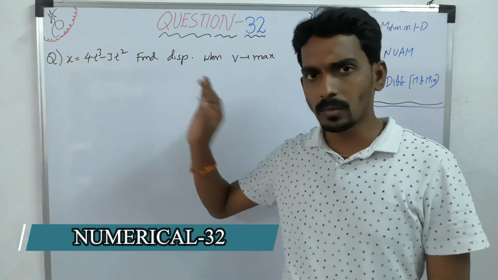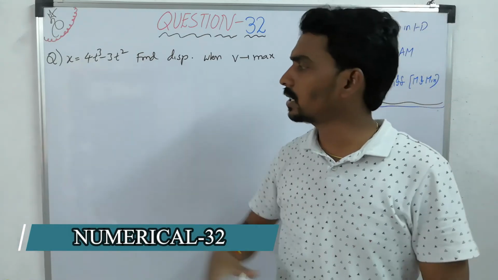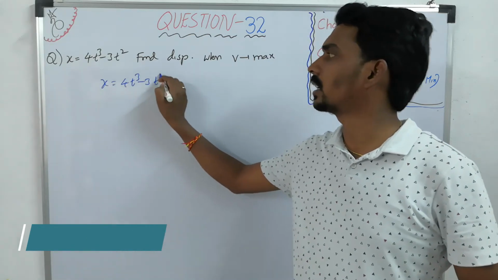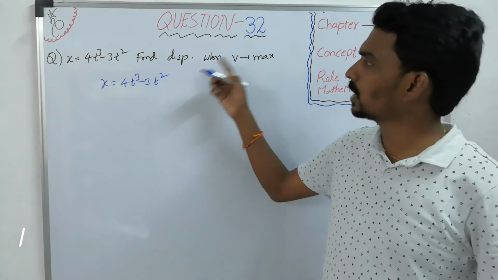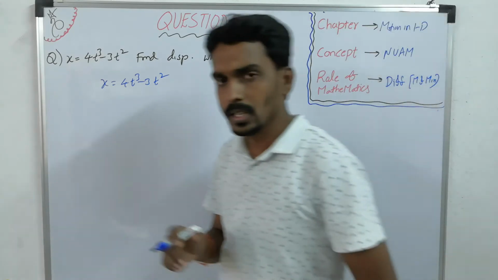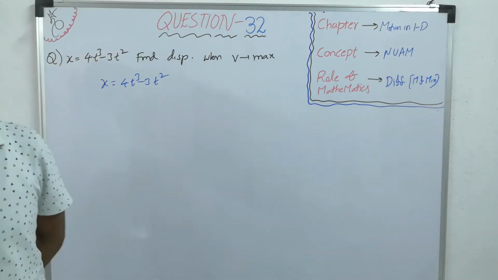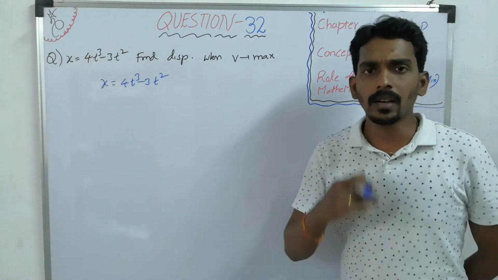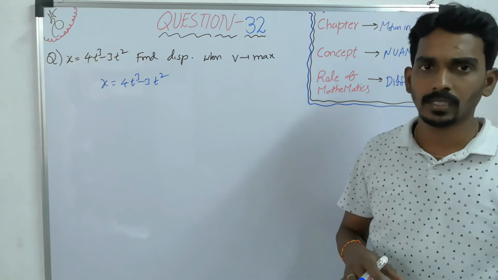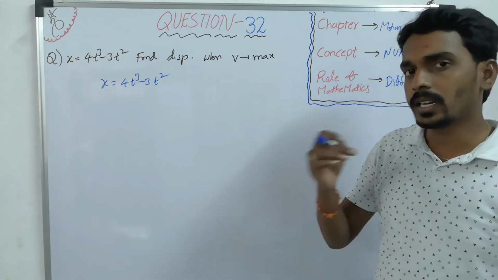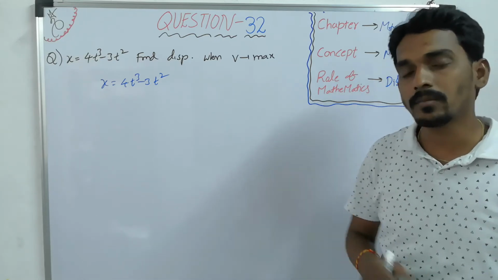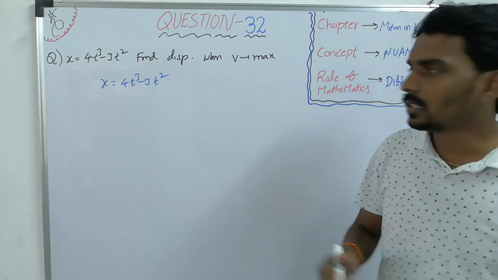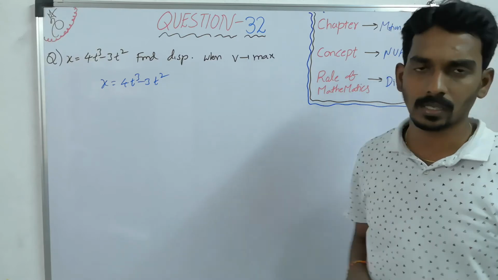So, here the question is: for a particle moving along a straight line, the displacement is given by 4t cube minus 3t square. Find displacement when V is maximum. See, if I told you to find displacement, you just have to substitute the given time. But they are not asking any time. Indirectly they are telling one instant, so you can get the time at which they are asking displacement. What is that instant? The instant when V becomes maximum.